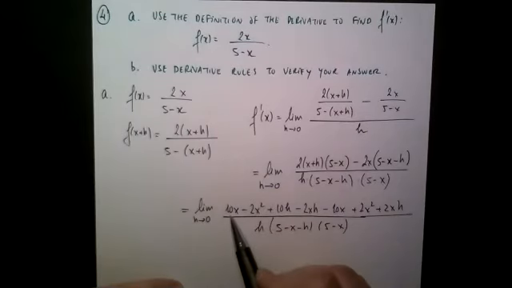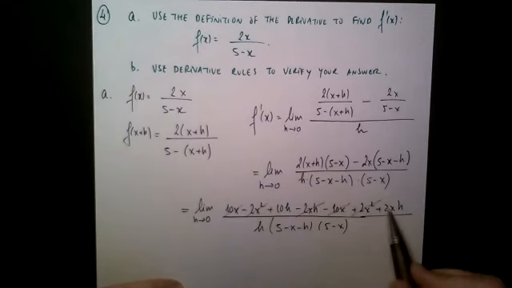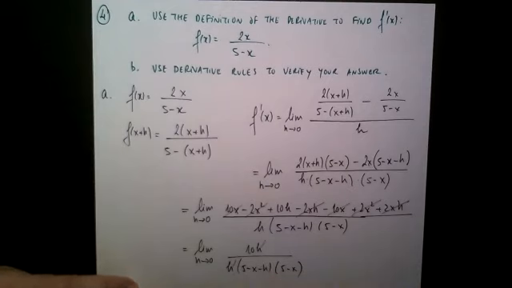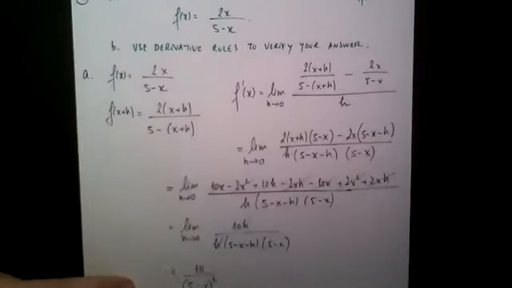And now I can start crossing out stuff. 10x minus 10x, minus 2x² plus 2x², minus 2xh plus 2xh. And so on top, I just have 10h. And on the bottom, I have h times (5 minus x minus h)(5 minus x). The h's are out. And now I plug in h is 0. So it's (5 minus x) times (5 minus x) and 10 over that. So I get 10 over (5 minus x) squared. Sorry, you can see. There we go.